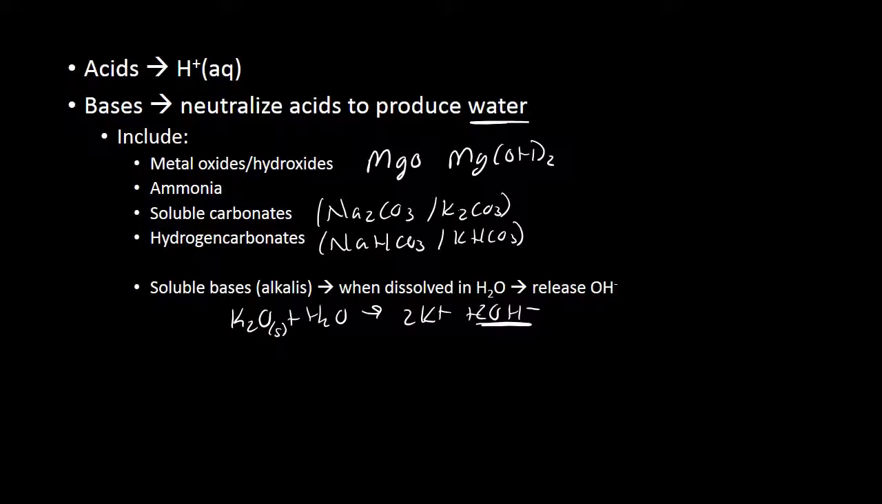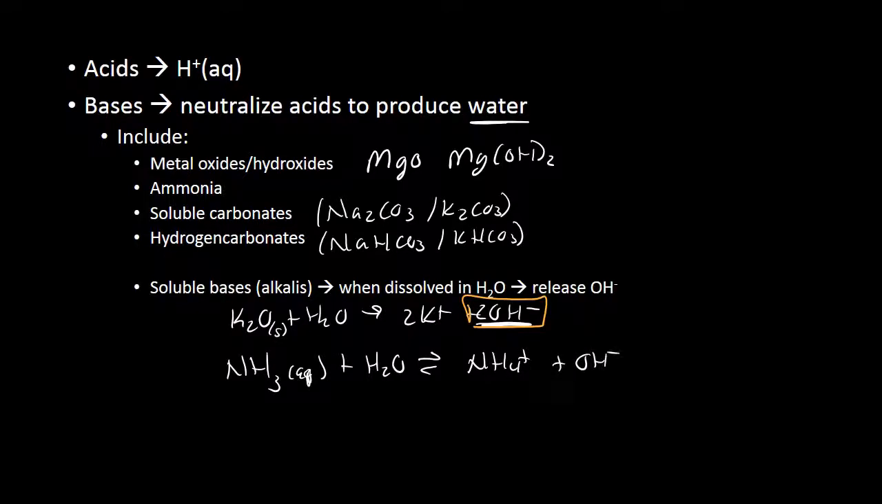And it's this hydroxide ion that we really have to watch out for, because that is what signifies a strong base, and we need to be wary of it. Another example is if we have NH3, and it's already in its aqueous form, and we have water, and that produces NH4+ and OH-. So once again, here's that hydroxide.